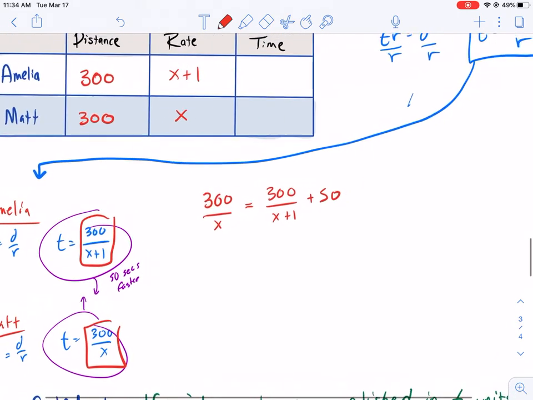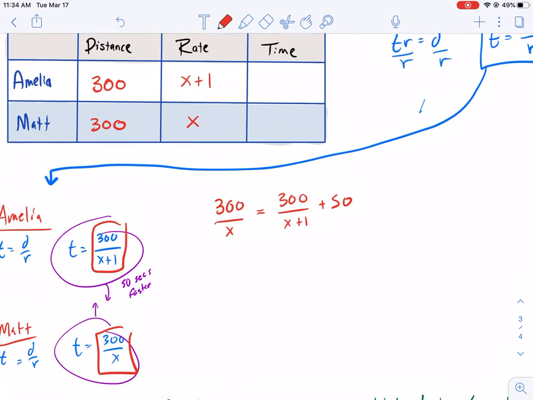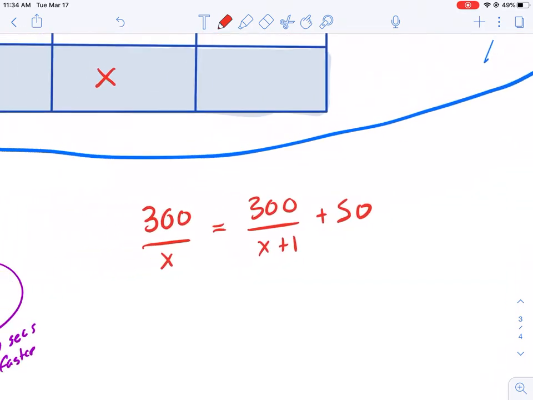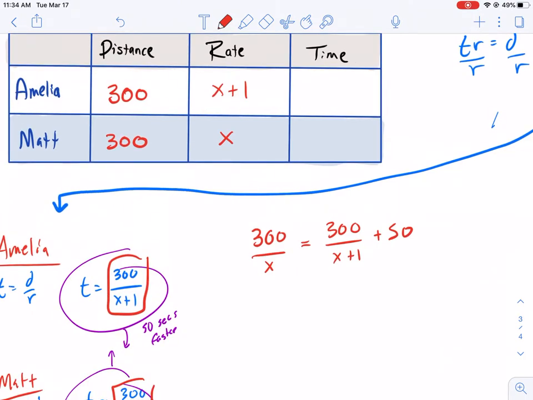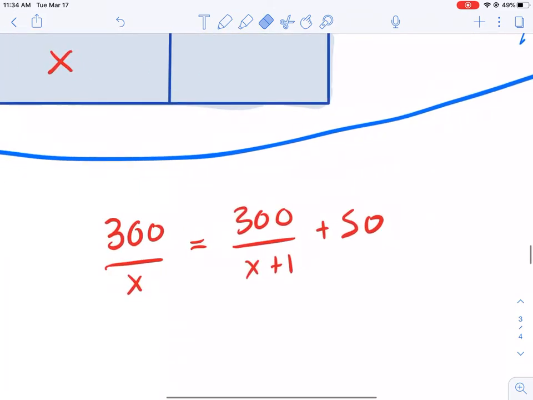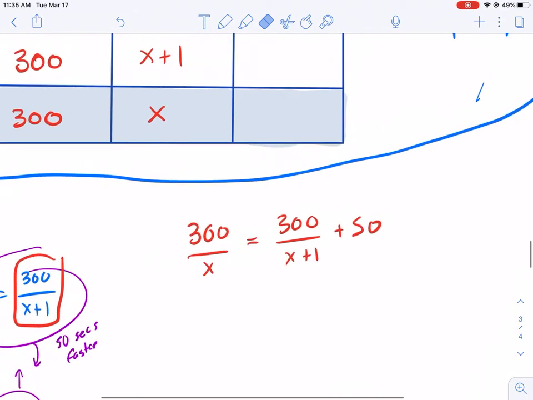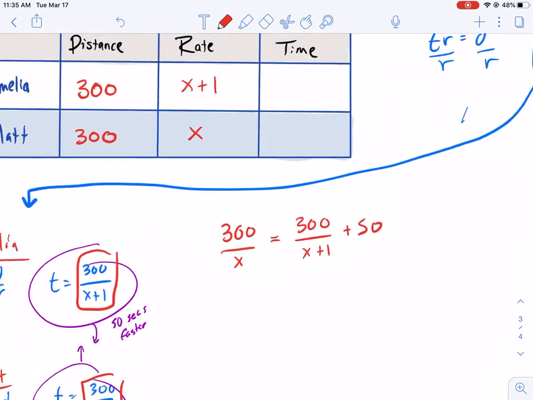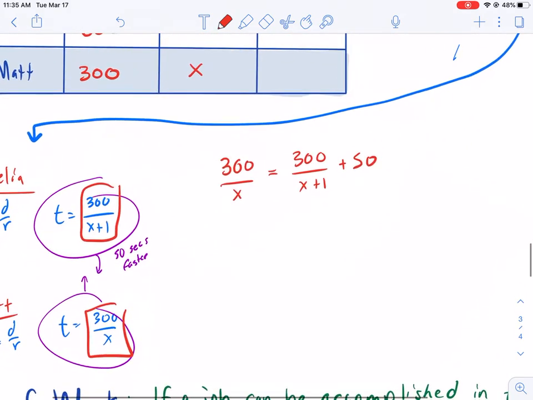Imagine Amelia finished in a minute. Matt finished 50 seconds after her. So if you add 50 seconds to Amelia's time, you would get Matt's time. Or you could do Matt's time minus 50 seconds, because he's 50 seconds slower, equals Amelia's time. We already have plus 50 written out, so let's stick with that. It's plus 50 on Amelia's time, because as you add time, you're becoming slower and Amelia's faster. So to get her time to equal Matt's, we need to add time. Now we have an equation.